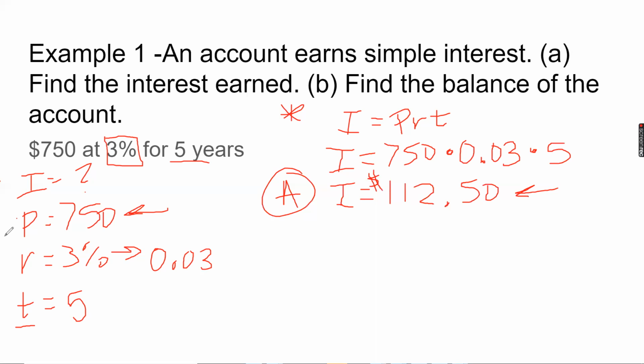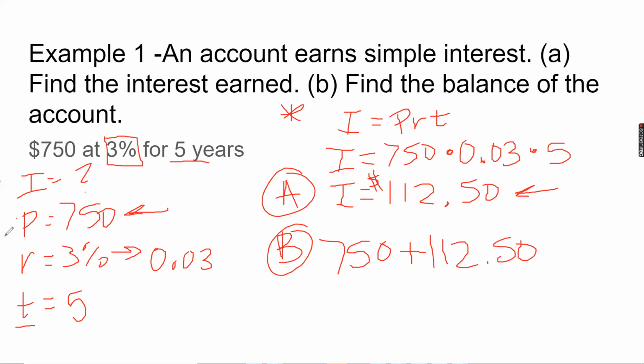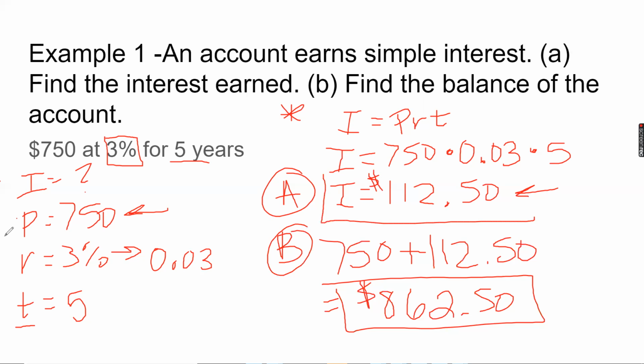Part B is asking us to find the balance of the account. What that's asking us to do is to take that 750 that we put in and then add the $112.50 that the bank put in, and that's going to give us how much money is actually in our bank account right now. So that is $862.50. And those are going to be our two answers for A and for B.